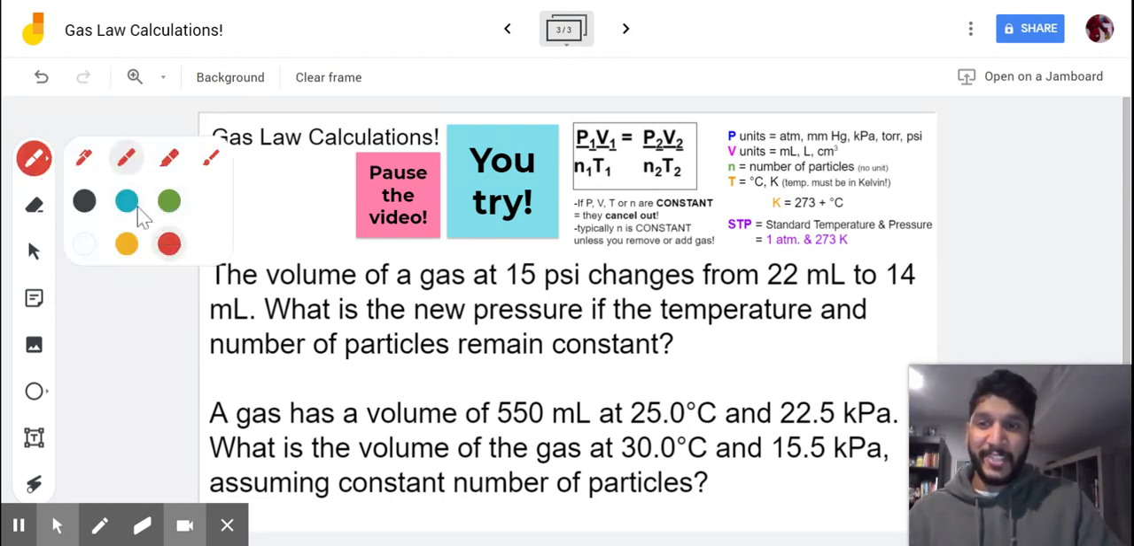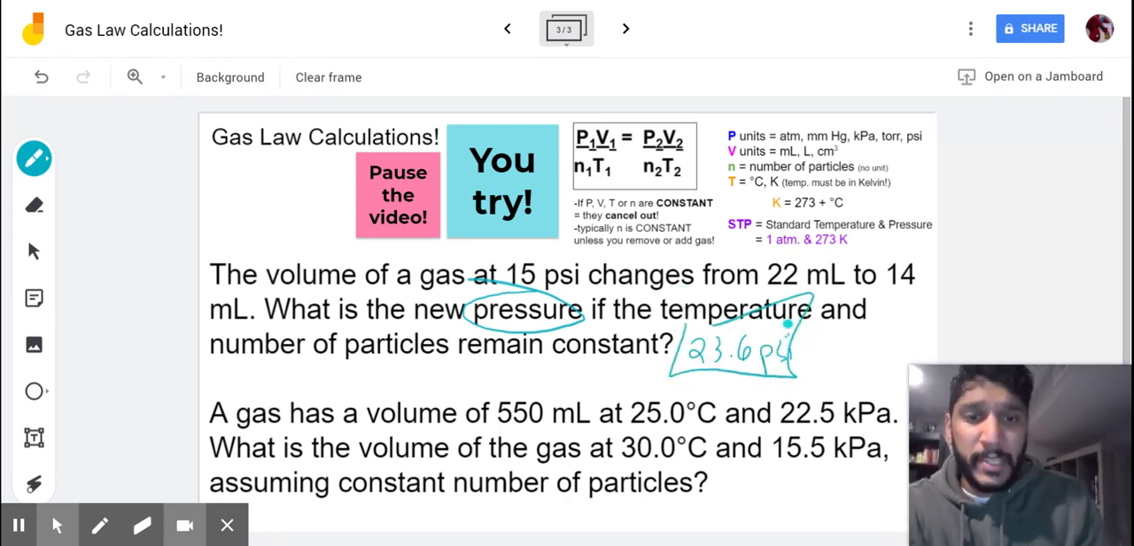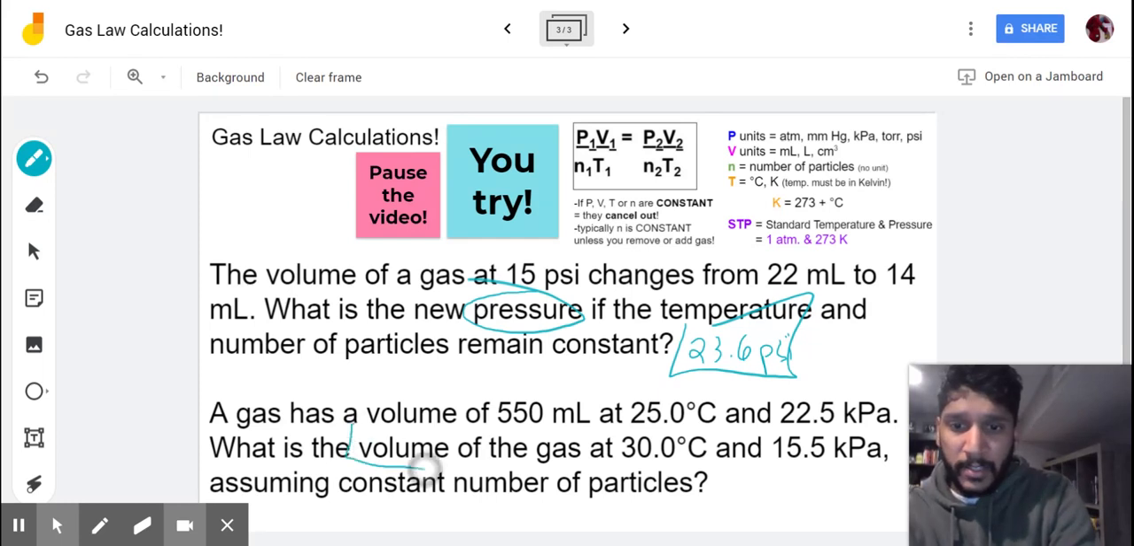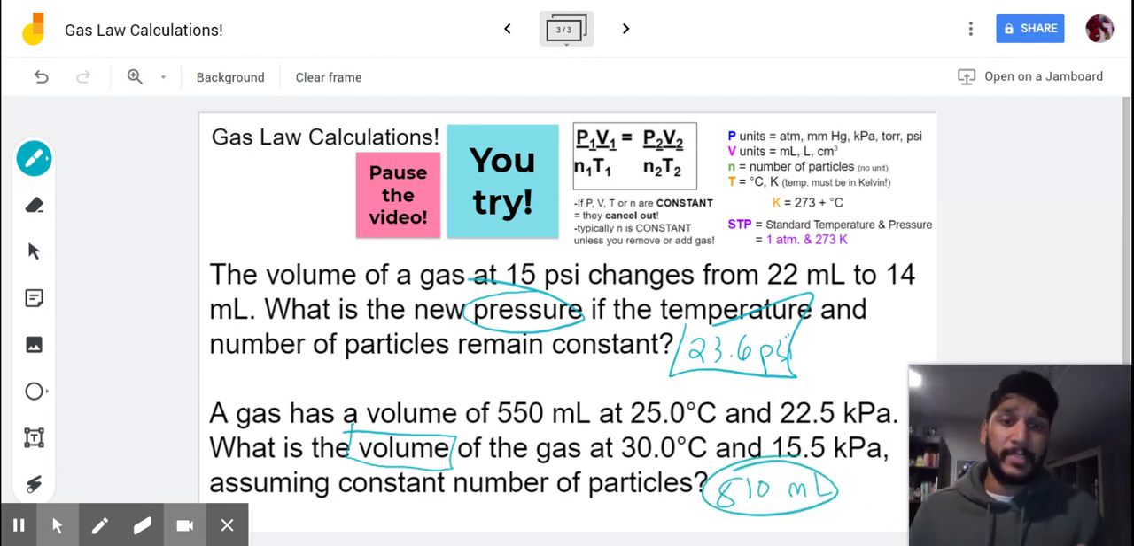Okay. All right. So hopefully you did pause the video and you tried these two problems. So for this first one, our new pressure should have been 23.6 psi. And for problem number 2, what's the volume of the gas? This is where we had 3 variables, and this should have been about 810 milliliters. If you didn't get either that first one or second one, definitely look back, see what you did. You may have not converted degrees Celsius to Kelvin, right, in that second problem. That would, I feel like, be the most common mistake.